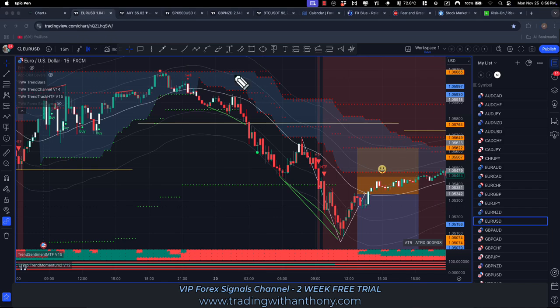Some of these will be a good signal if this indicator's red, but we don't have the confluence like we do here. You can take these, but I prefer to wait until we get full confirmation.